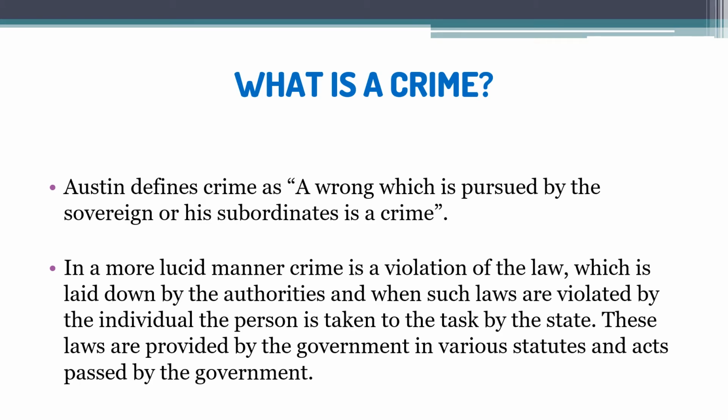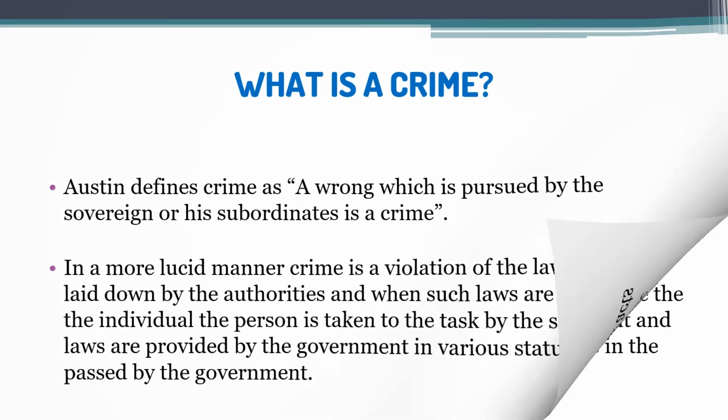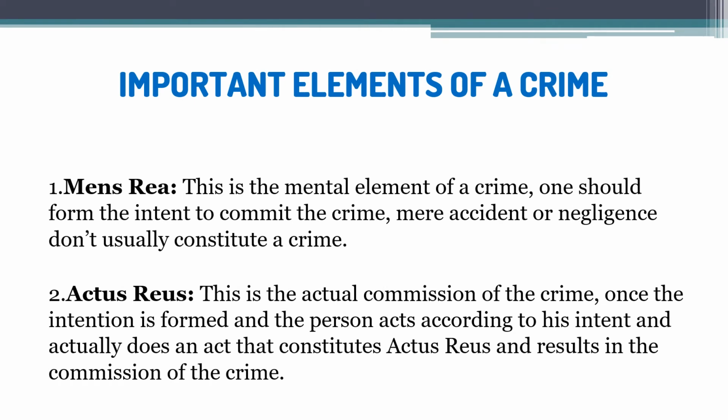The most essential elements required for an act to become a crime are mens rea, also known as the guilty mind, and actus reus, also known as the guilty act. They are both derived from the famous maxim actus non facit reum nisi mens sit rea. This maxim can be divided into two parts.